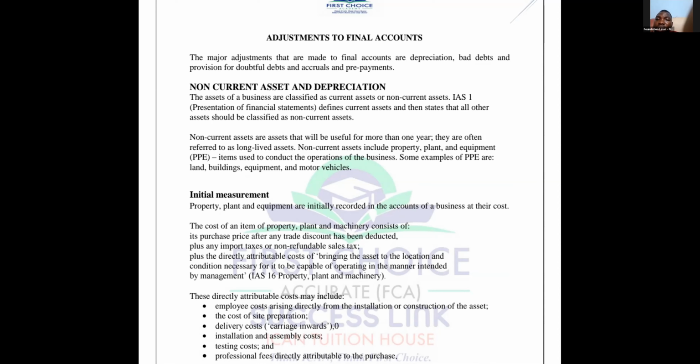Basically, we have three types of measurements. Number one, the initial measurement. Number two, the subsequent measurement. Number three, the recognition measurement. These are the three types of measurement that we have.